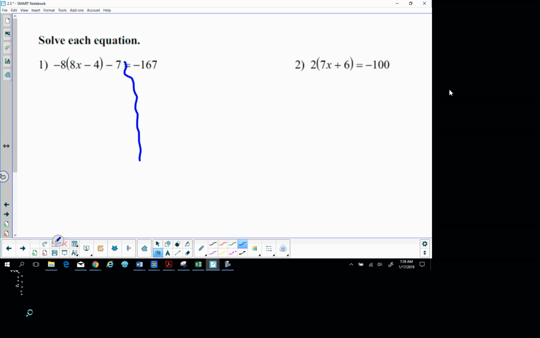First I'm going to draw my river. Next, I'm going to distribute. Distribute means what? Multiply, right? Make sure I multiply to these two, but not to that one. That one doesn't get multiplied. It's not in the parentheses. So negative 8 times 8 is negative 64x. And negative 8 times negative 4 is positive 32 minus 7 equals negative 167. Another mistake I see people do a lot is they add instead of multiply when they distribute.